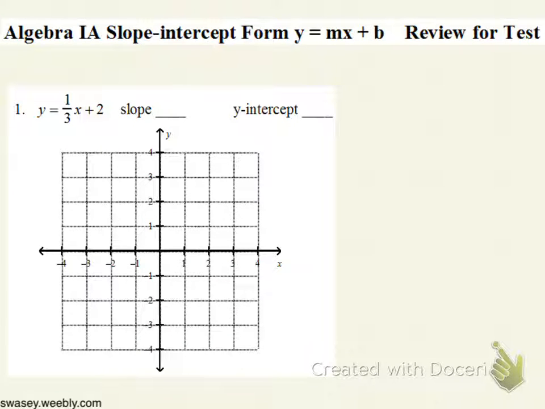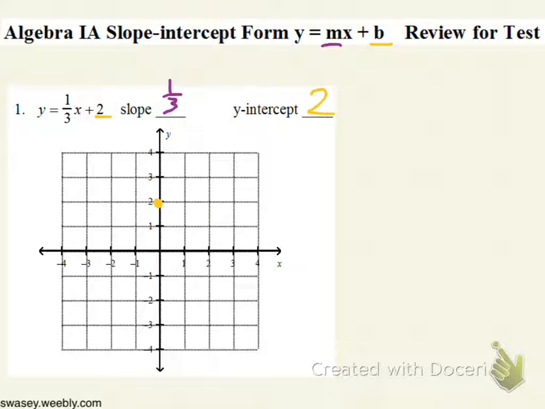Alright, here we want to graph, and this line is in slope-intercept form. The slope is the m, so in this particular case it's 1/3. And the b is the y-intercept. So we have a y-intercept at 2, so plot a point at 2.